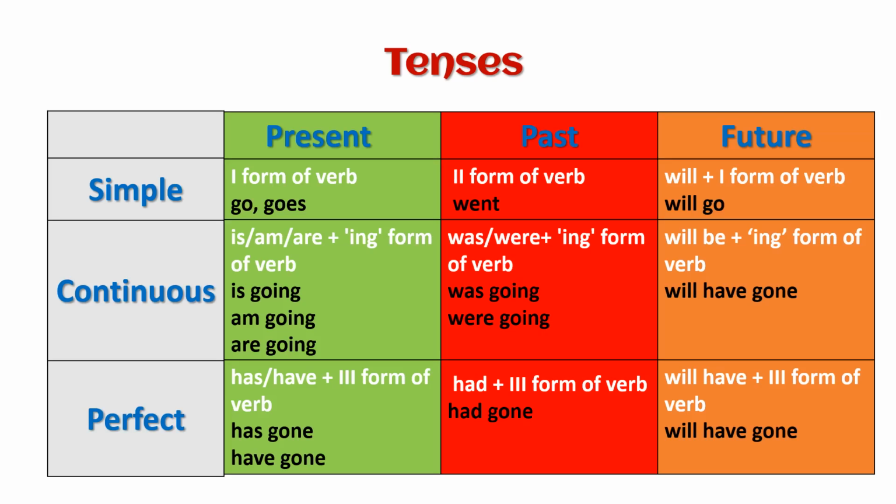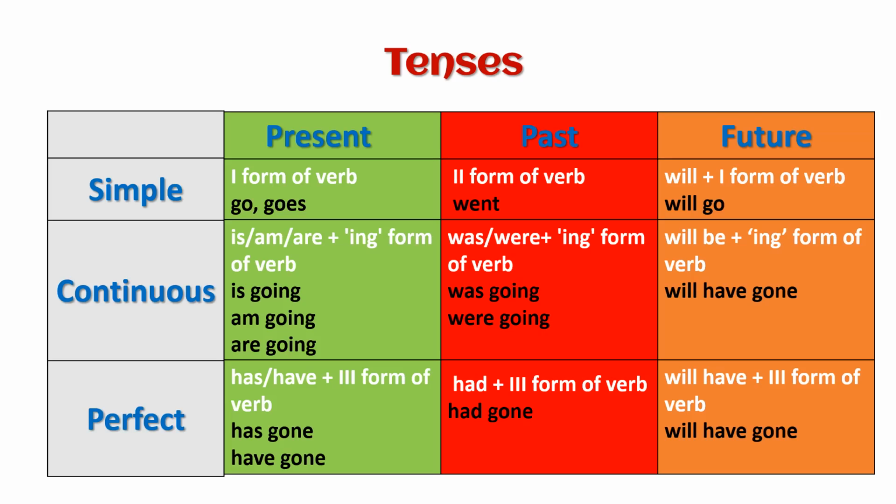Now let us see the continuous tense. In present continuous, the rule is use the helping verb is, am, are plus ing form of the verb. So we can use is going, am going, are going. It depends on the subject. In past continuous tense, the helping verbs are was, were plus ing form of the verb. So how will we use the verb? It will become was going or were going.